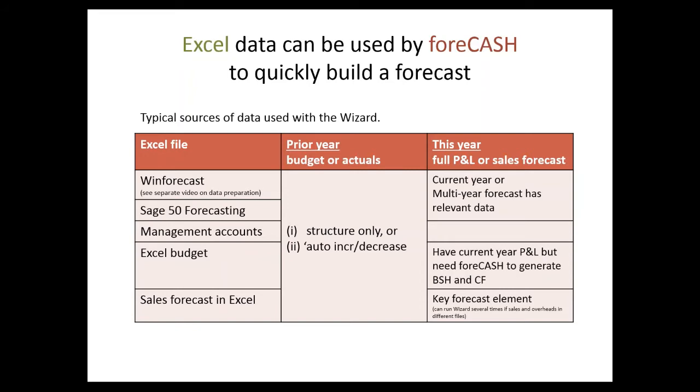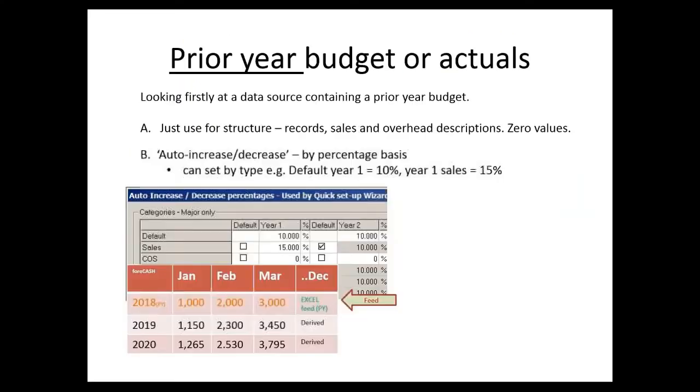Let's look in more detail at the case where your data source contains prior year data. You could be interested in the structure alone, but more usefully, you can make use of foreCASH's auto increase-decrease feature. In the example on the screen, the default change is plus 10% in years 1 and 2, but for year 1 sales, the change is set to 15%. If your data source is feeding in 2018 as prior year data, for any sales lines in your source, foreCASH would then apply a 15% increase for 2019 and a 10% increase for 2020.